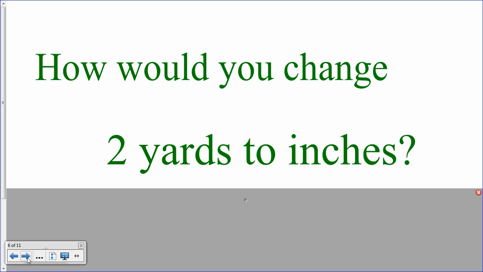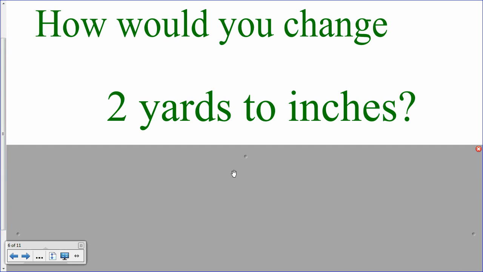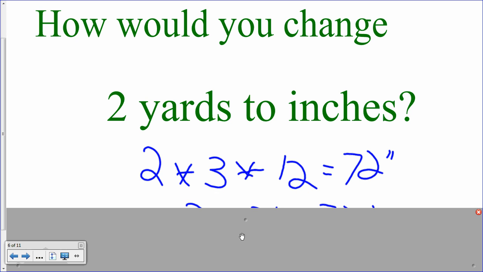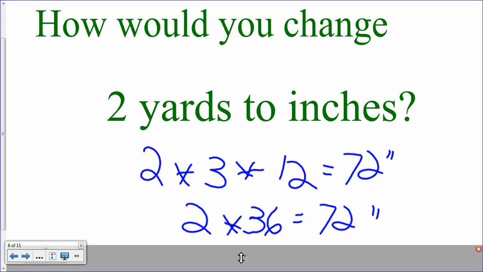How would you change yards to inches? And this is something you've probably been doing for quite some time. In your head, you're thinking, okay, there's 3 feet in a yard and 12 inches in each foot, so you would multiply them all together and come up with 72 inches. Converting units is the same thing. We're just doing it more formally now.